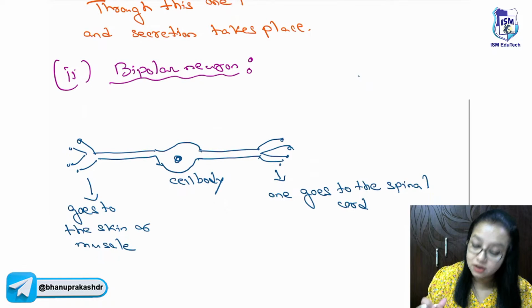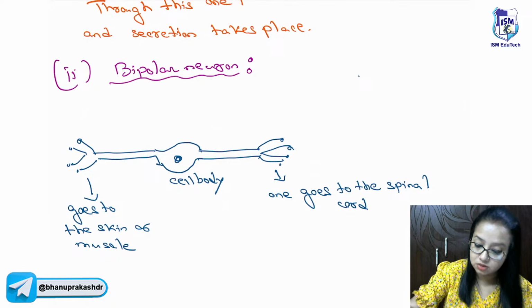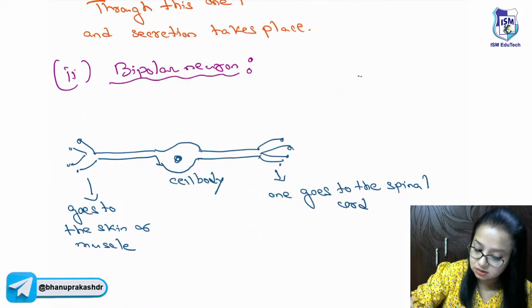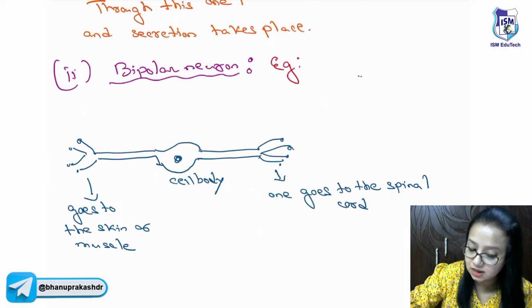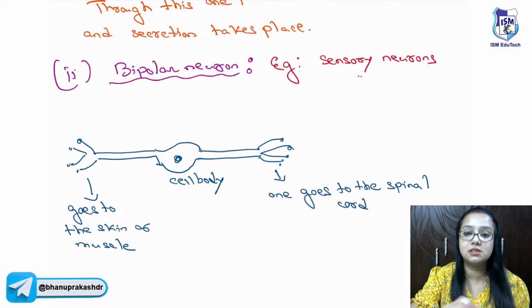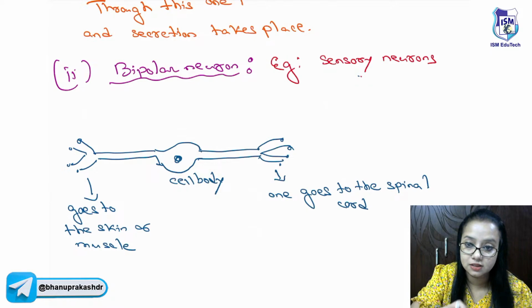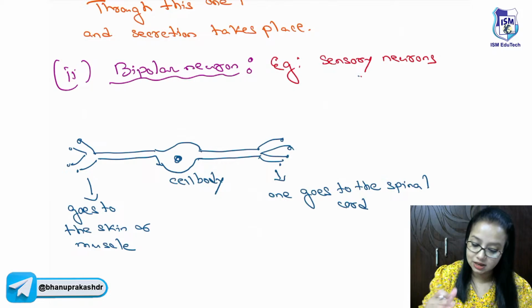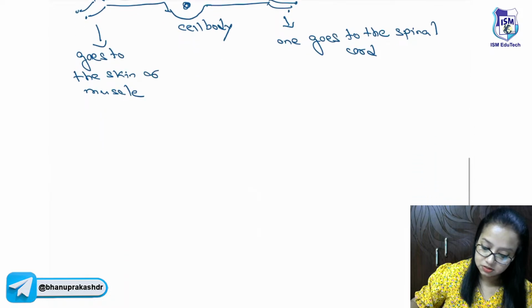Now, where is this bipolar neuron found? They are mainly the sensory neurons that carry sensation, any kind of sense, like a pain sensation, a prick sensation, a touch sensation. Those sensations are carried out by this type of neuron.